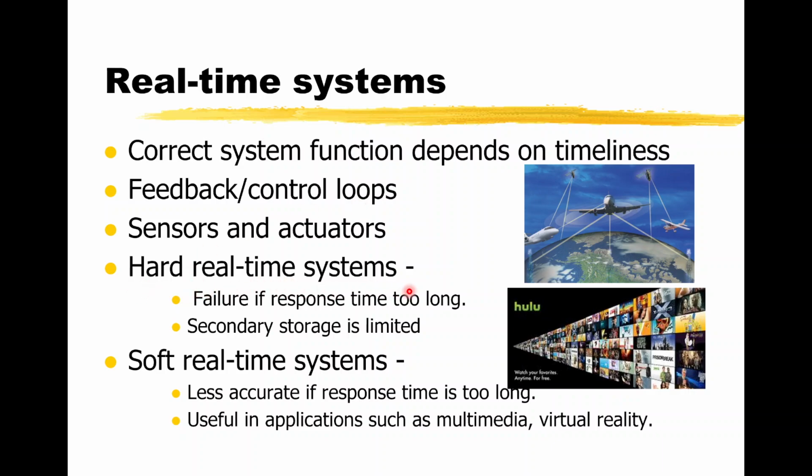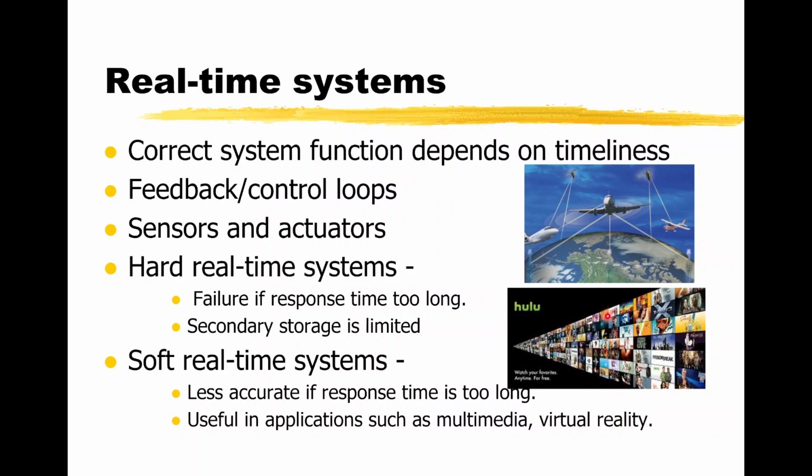We have hard real-time systems and we have soft real-time systems. Now, in hard real-time systems, failure occurs if the response time is too long. In planes, for example, response time cannot be too long. Immediately it needs a signal. Then in soft real-time systems, the result is less accurate if the response time is too long. Less accurate. For this, you have multimedia and virtual reality.